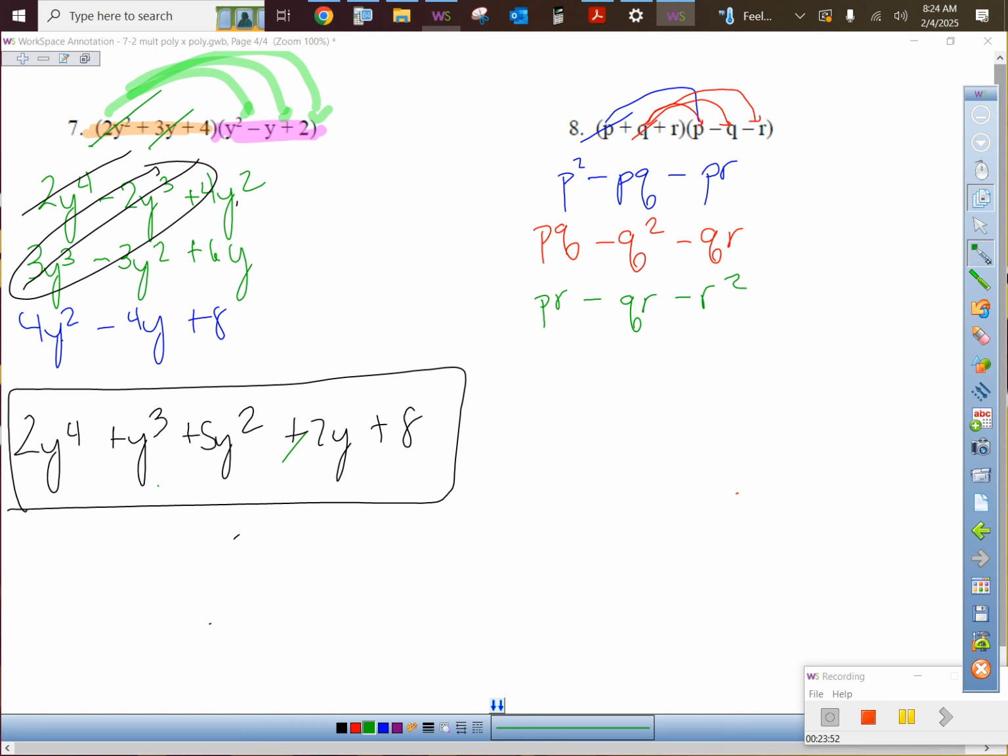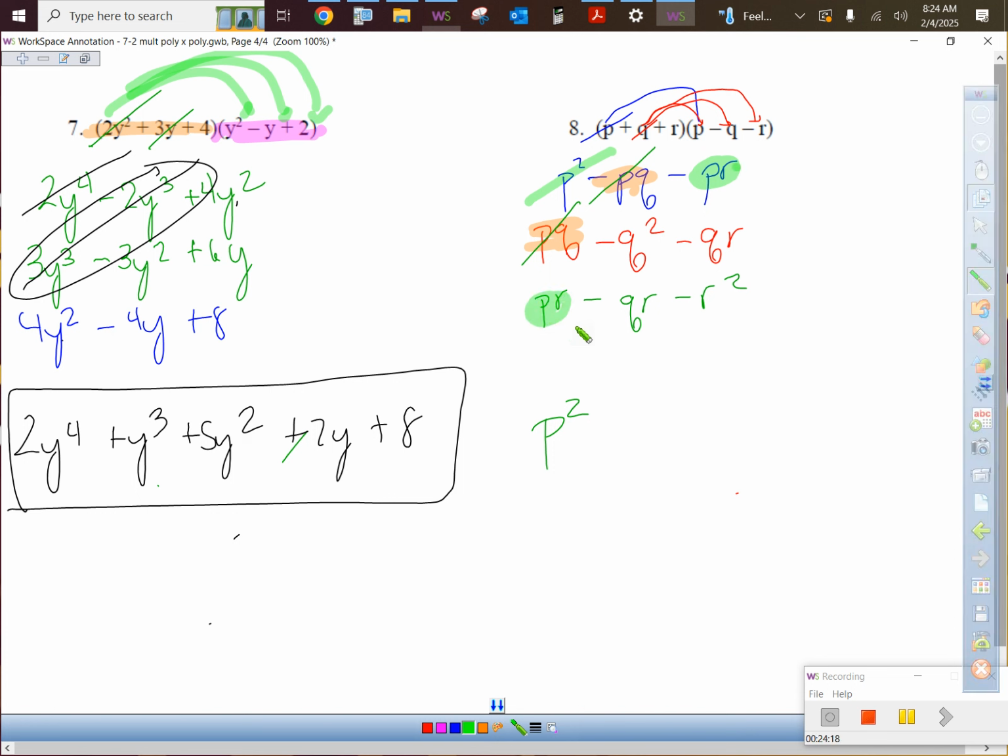So combining like terms, here's my P squared. So got a P squared. Then PQs. Here's some PQs, there's some PQs. Looks like that's it. So they add up to be nothing. So gone with them. PRs, I should say. Personal record, that's what that stands for. There's another PR, a negative one and a positive one. Don't those add up to be nothing? And then we got us some minus Q squareds.